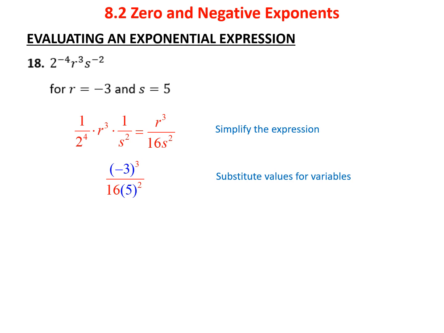So this will be negative 27 over 16 times 25. So we multiply all that out and we get negative 27 over 400, and that's as far as we can go.